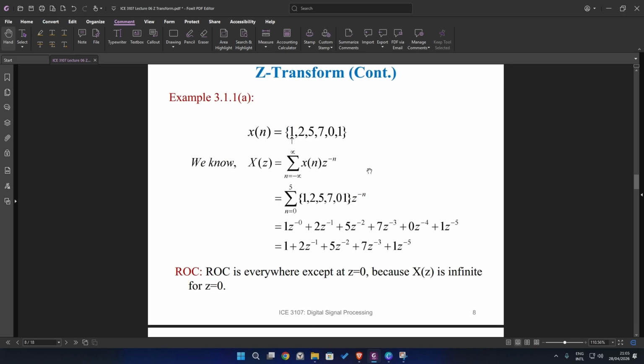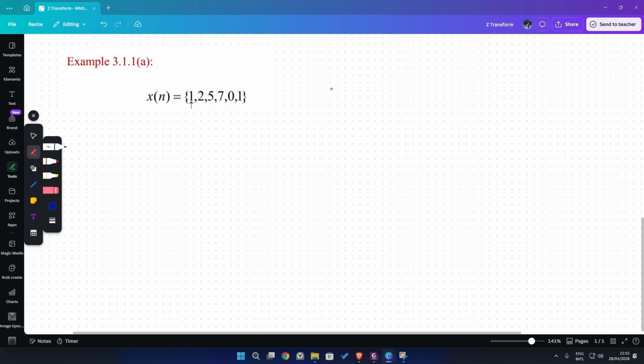Now we will talk about the mathematical part, the first math we are seeing here. In order to solve the math, we have to know the basic formula of the Z transform. So what is the basic formula of the Z transform?